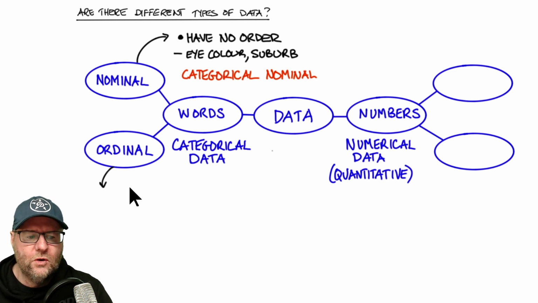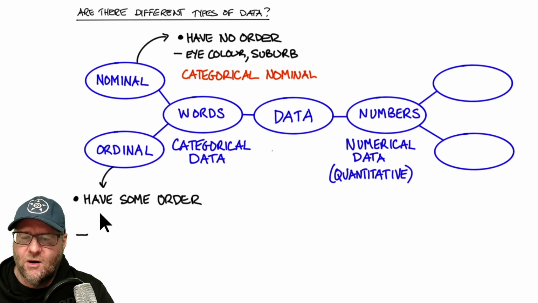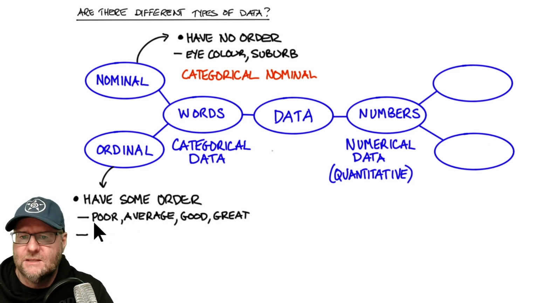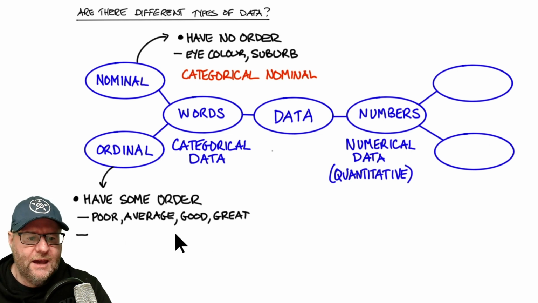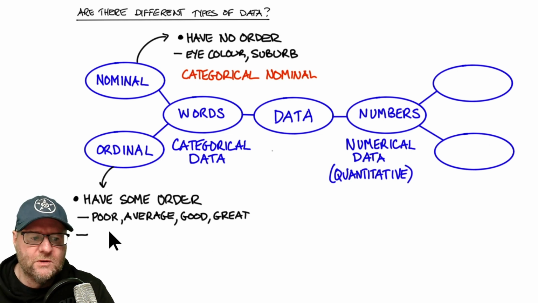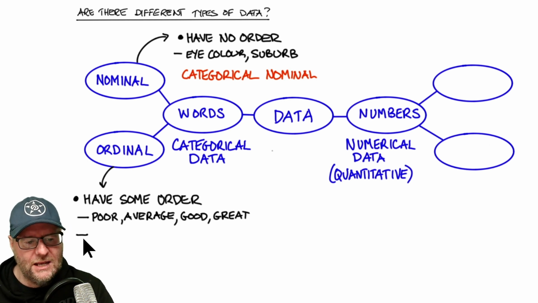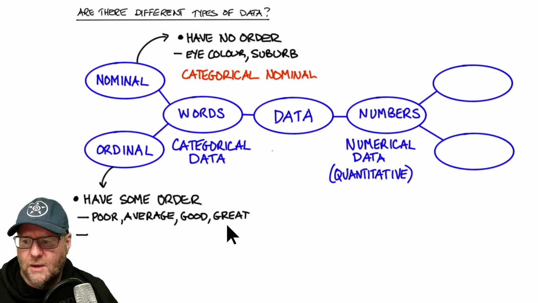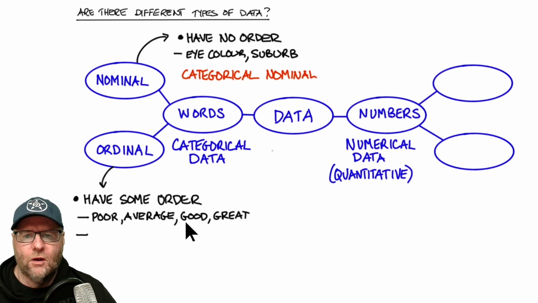Ordinal, though, is words that actually have some kind of order to them. For example, you might be doing a customer satisfaction survey, and you might be asking people to rate whether the service was poor, average, good, or great. But you see how there's some kind of progression there? Average is kind of better than poor, good is better than average, great is better than good. They infer some kind of progress along a scale.